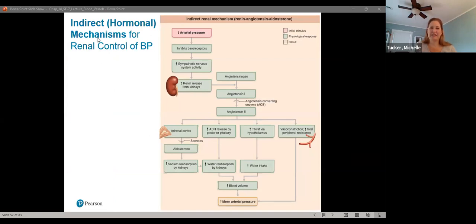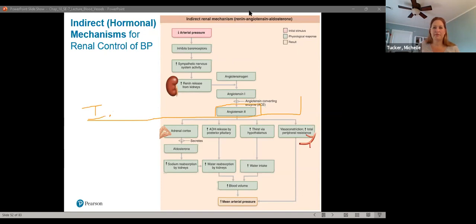The indirect mechanism for renal control of blood pressure is called the renin-angiotensin-aldosterone system, or mechanism. We'll see it both places. It looks kind of a mess, but it's not so bad. Okay, so it's kind of in two phases. This first phase is producing angiotensin II. So that's what we want to do first.